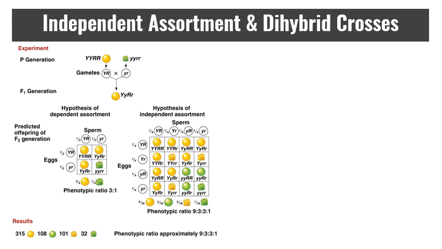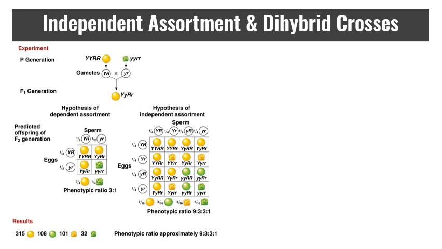If you cross 2 fully heterozygous offspring, you're going to always produce this same pattern of 9 to 3 to 3 to 1, with 9 being dominant for both traits, 3 being dominant for one trait but not the other, and 1 being recessive for both.